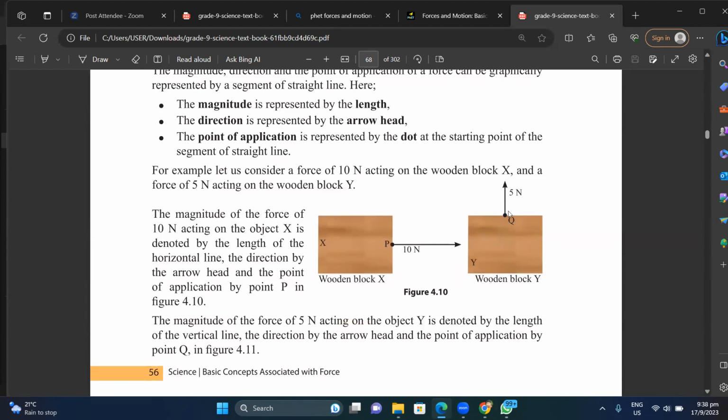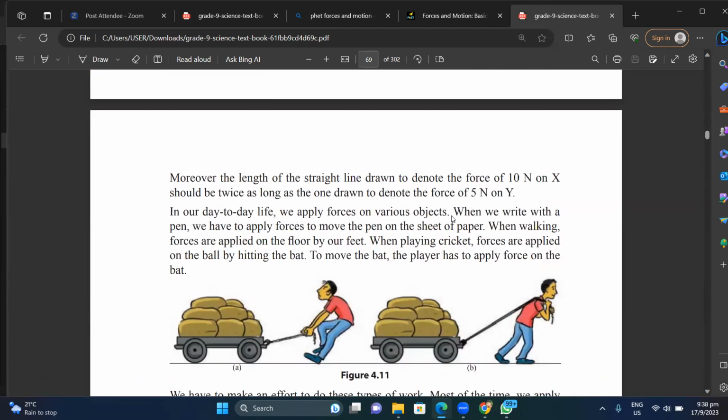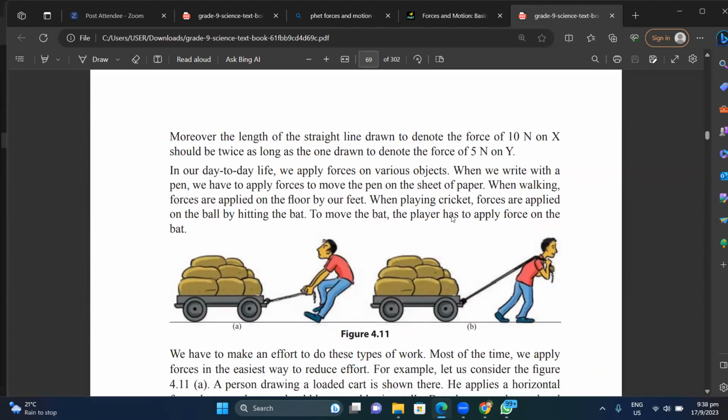A dot shows where this force is applied. Okay, here. So in day-to-day life, when we are applying forces, we need to know which point we are applying the force at, which direction, which angle we are applying.